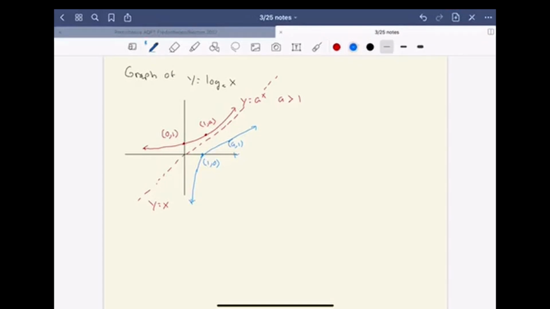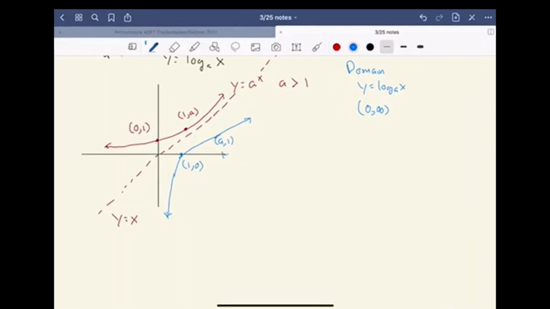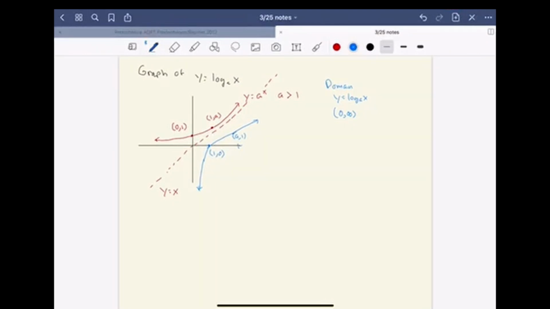So let's talk real quick about the domain and range. So the domain of y equals log base a of x is from 0 to infinity. Okay, notice this is the same as the range of y equals a to the x.